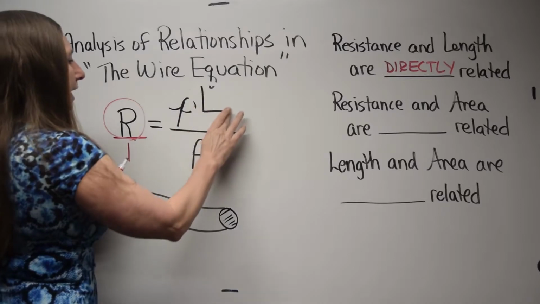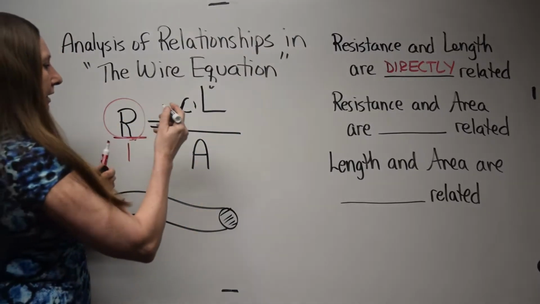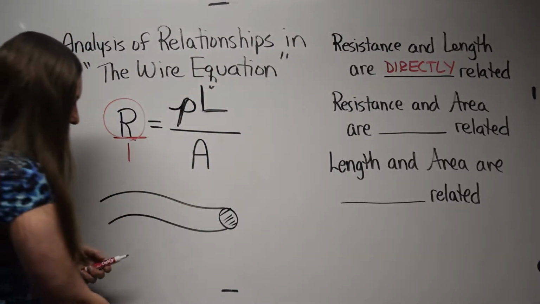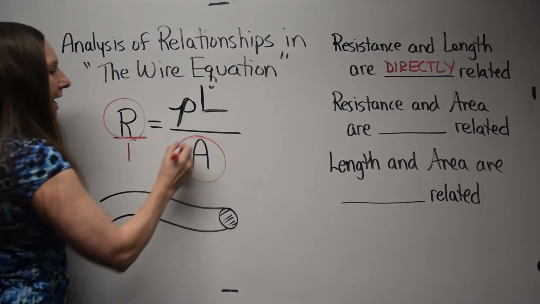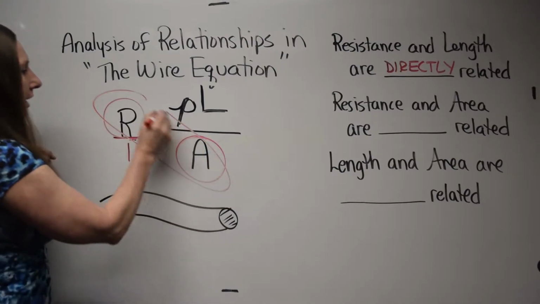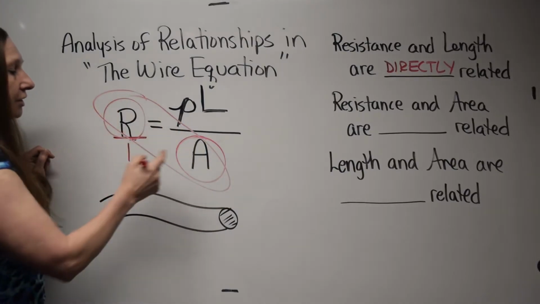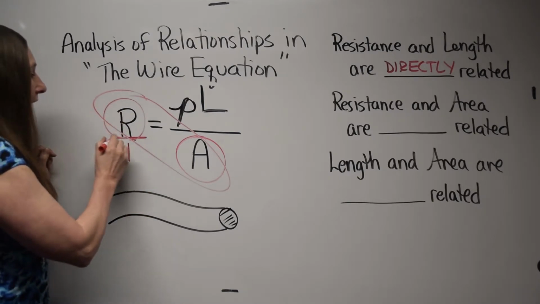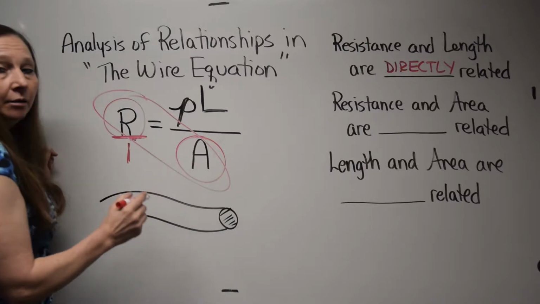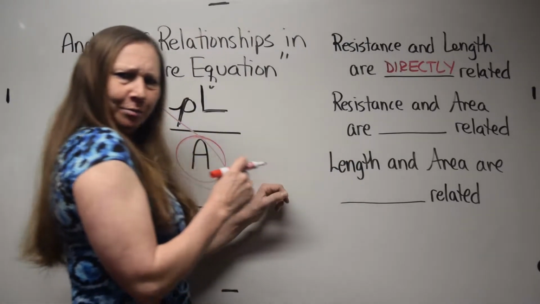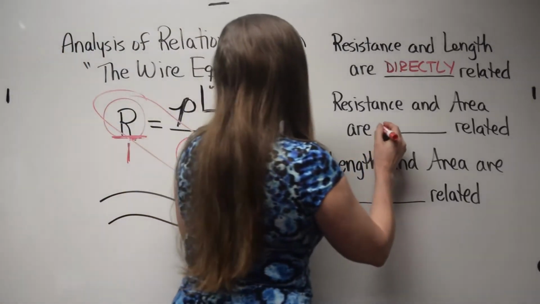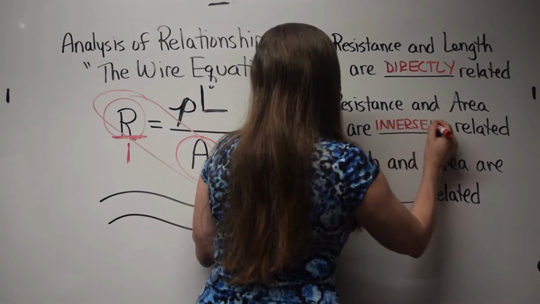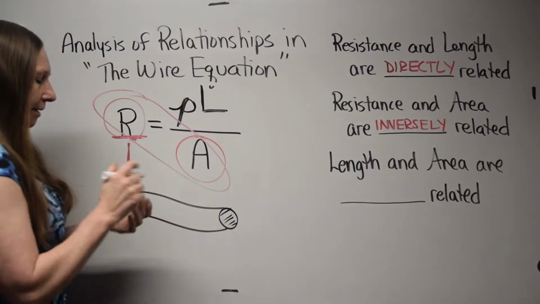Now, what about resistance and area? How are resistance and area related? I like to just circle like that. Resistance and area, because they're on opposite sides of the equal sign, one is on the top in the numerator, and one is on the bottom in the denominator. What kind of relationship is that? That is an inverse relationship. They are inversely related. Okay?